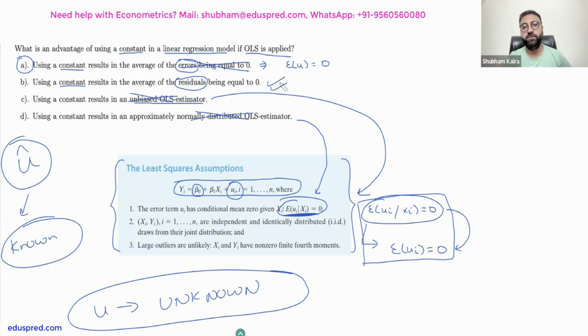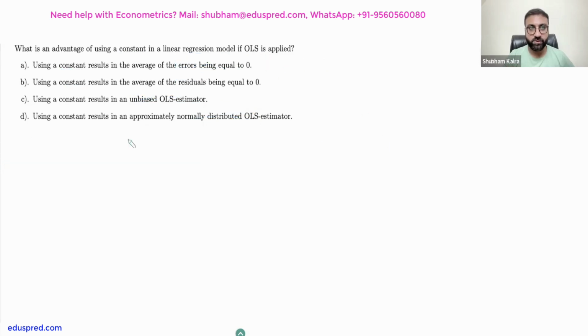But let me also show you how I can prove that the average of residuals is going to be equal to 0 if we have a constant term in the model. So now let me prove part B mathematically. Let's assume that we are working with a simple linear regression model and a simple linear regression model can be written like this. This is the population equation. So I'm going to write over here that this is the population model and we can also write the sample counterpart of this. The sample counterpart of this is going to be y_i equal to beta 0 hat plus beta 1 hat x_i plus u_i hat.